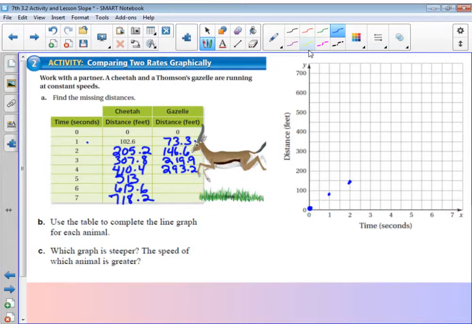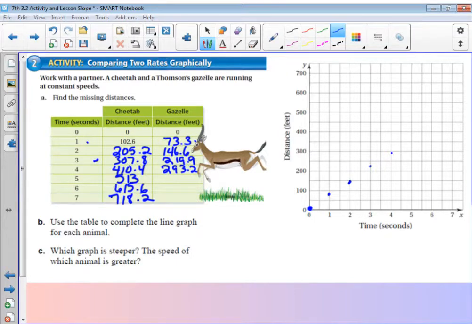So on my next one at 3 seconds, it was 219.9. So that's around 220, so a little above the 200, maybe a partial box up. So at 3 seconds, partial box up above 200. And then at 4 seconds, it was 293. That's a little under 300. So at 4 seconds, we're going to go a little under 300.